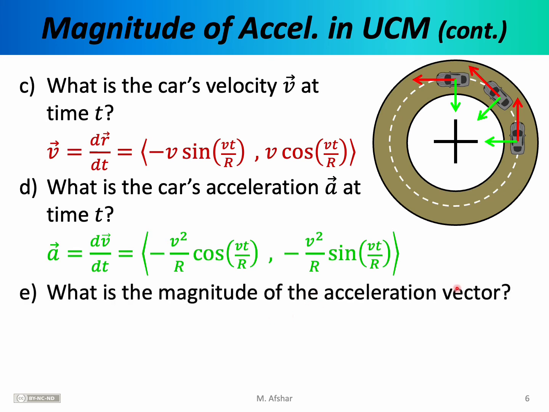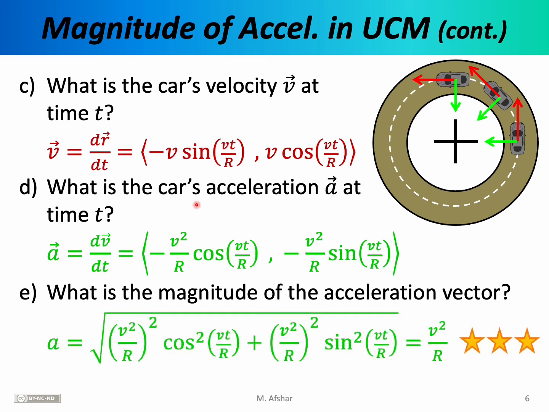So finally, what is the magnitude of the acceleration vector? Well, square the x component. That gives us v squared over r squared times cosine squared plus v squared over r squared times sine squared. The minus signs disappear because we're squaring them. And then if you look at this equation for a bit, you'll see that you can factor out the v squared over r outside of the square root symbol, and inside the square root, you'll have cosine squared plus sine squared. Hopefully you remember from your trigonometry days that cosine squared plus sine squared is equal to 1, and of course the square root of 1 is 1.